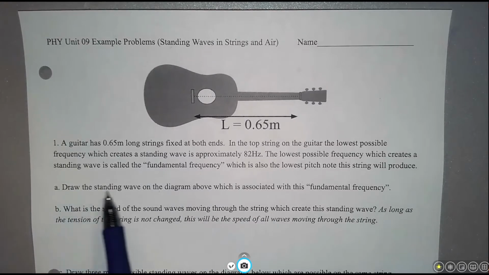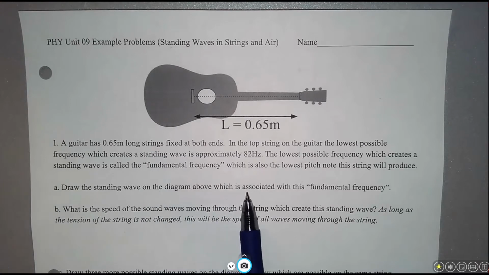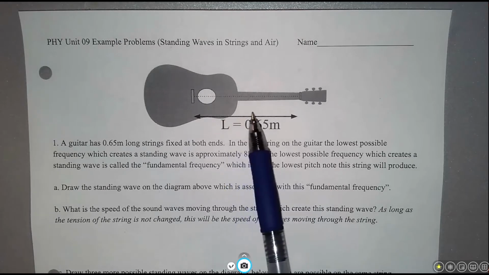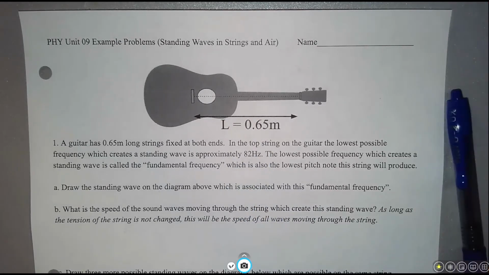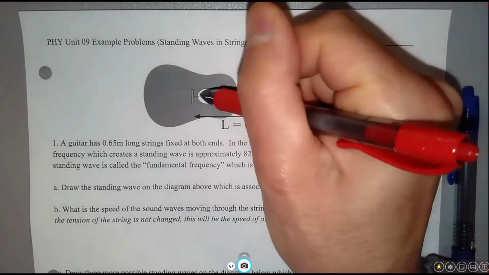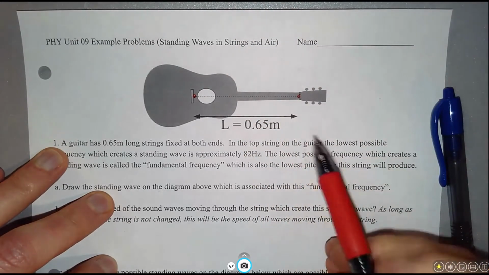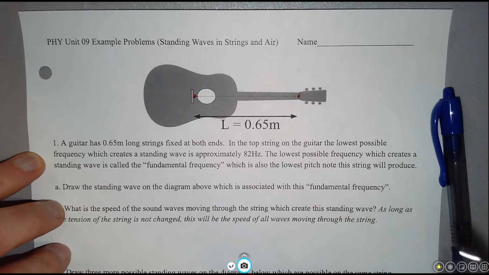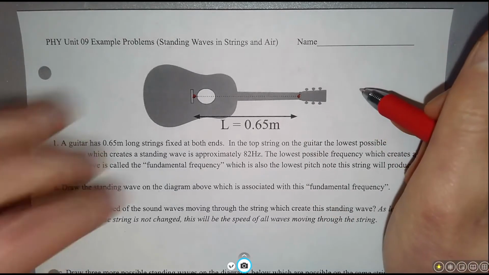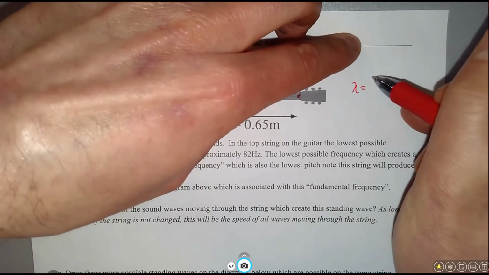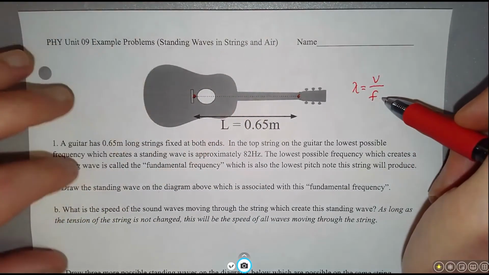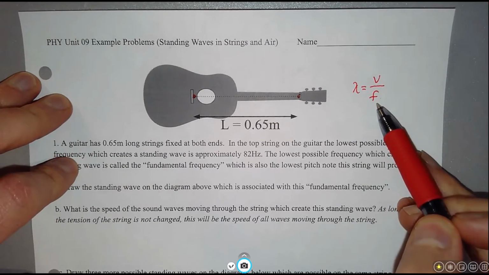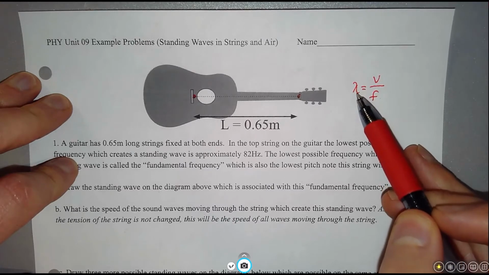So A says, draw the standing wave on the diagram above, which is associated with this fundamental frequency. And so if we have a string that's fixed on both ends, remember that there has to be nodes, one on either side of a fixed end, in any possible standing wave that we draw. And the lowest frequency is going to have the largest wavelength. Remember our wavelength and frequency equation. Wavelength is equal to wave speed divided by frequency. And if you have the smallest frequency, if you're dividing by the smallest number, then you're going to get the largest wavelength.